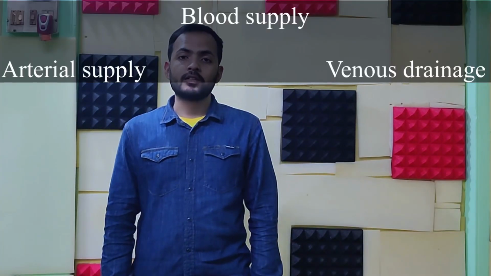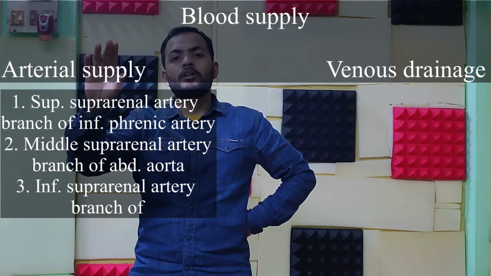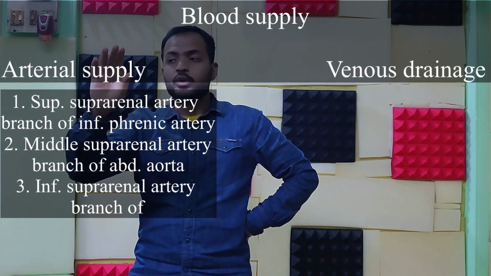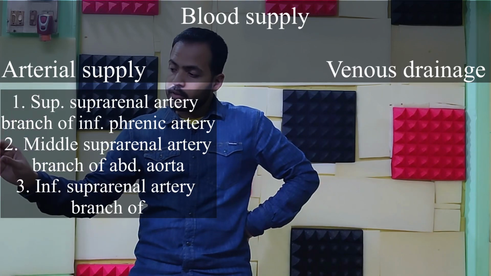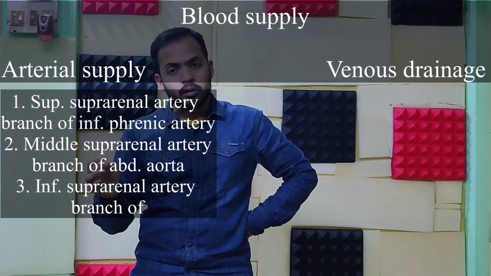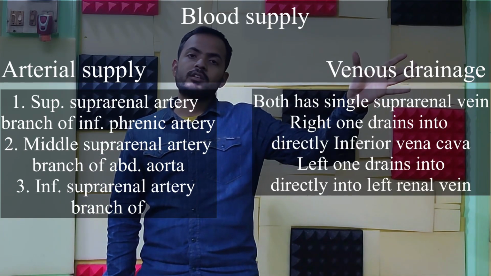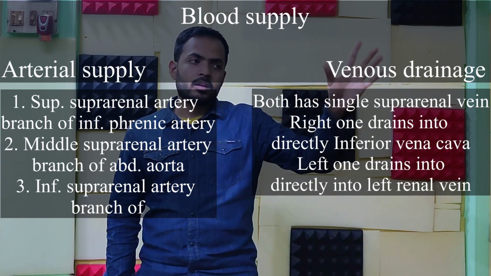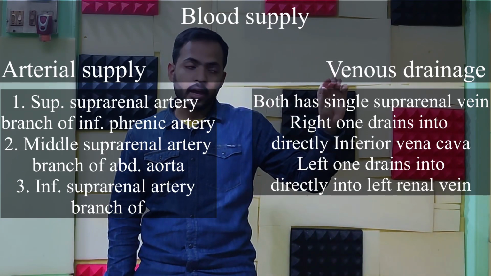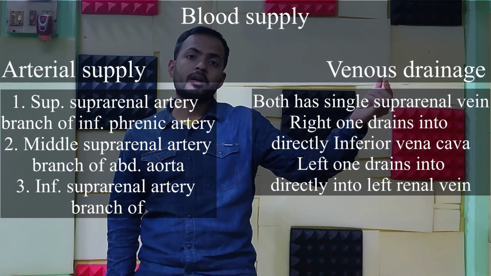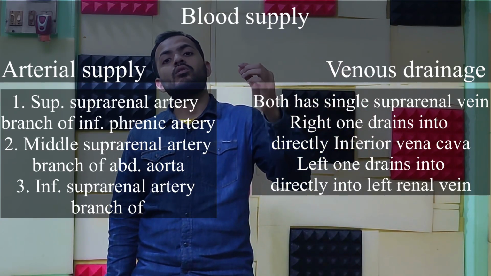Now, in blood supply, you have arterial supply and venous drainage. First, arterial supply: you get the superior suprarenal artery, a branch of the inferior phrenic artery; the middle suprarenal artery, a branch of the abdominal aorta; and the inferior suprarenal artery, a branch of the renal artery. In venous drainage, both sides have a single suprarenal vein. The right-sided suprarenal vein directly drains into the inferior vena cava, and the left-sided suprarenal vein directly drains into the left renal vein, which again drains into the inferior vena cava.